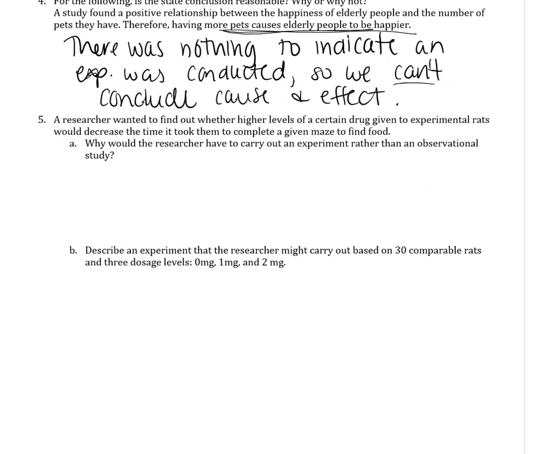A researcher wanted to find out whether higher levels of a certain drug given to experimental rats would decrease the time it took for them to complete a given maze to find food. Why would the researcher have to carry out an experiment rather than an observational study? Well, he's looking to show whether a certain drug decreases the time it took them to complete a maze. So he's looking to show that a drug causes the rat to find the food faster.